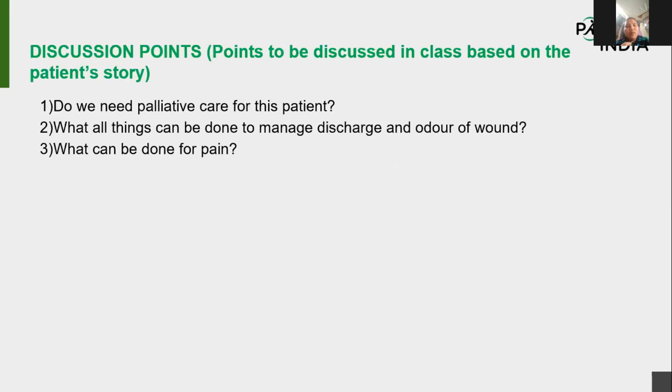For our discussion point, do we need palliative care for this patient? What all things can be done to manage discharge and odor of wound? And what can be done for pain? Thank you.